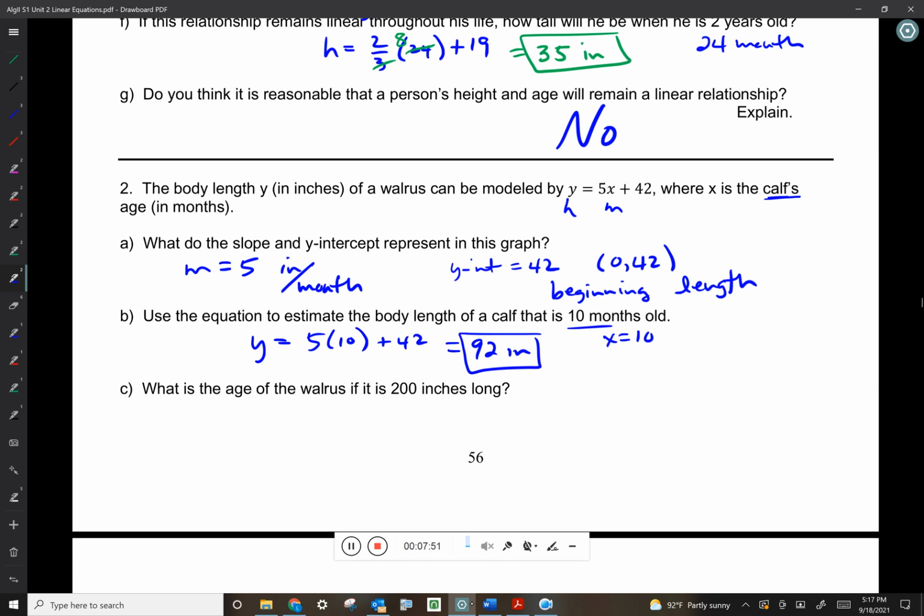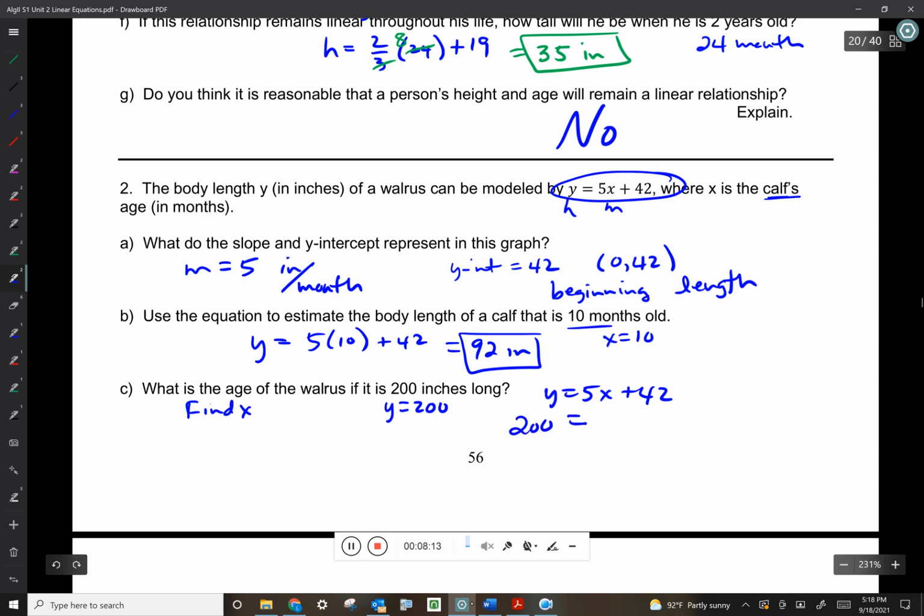Okay, what is the age of the walrus? So I want to find x. Remember, age is x. I want to find x if it is 200 inches long. So basically the y is the 200. Well, remember the equation up here: y equals 5x plus 42. But this time we know the y is 200, and we're trying to solve for x.